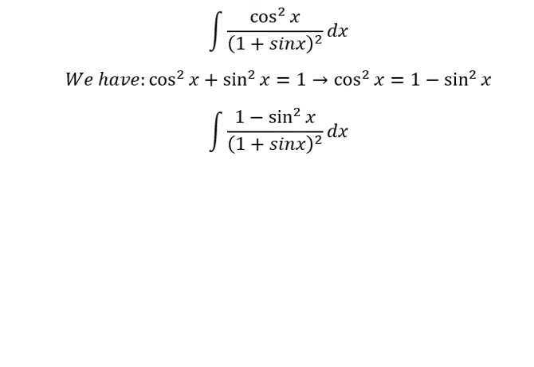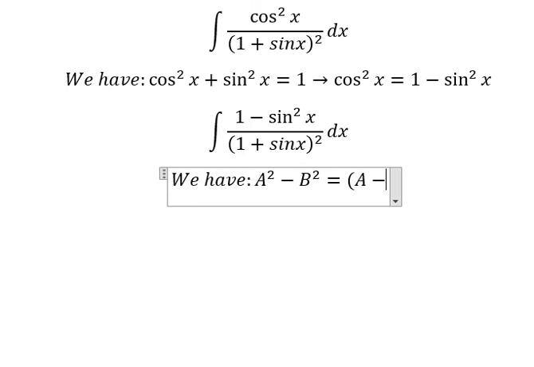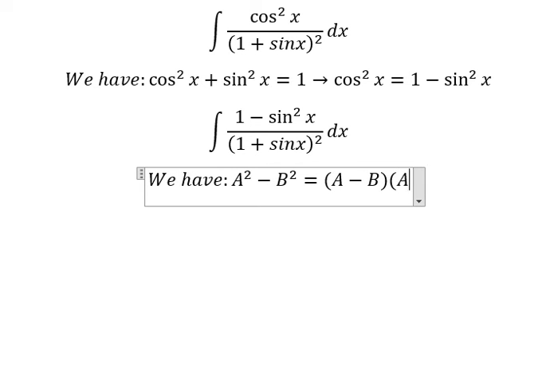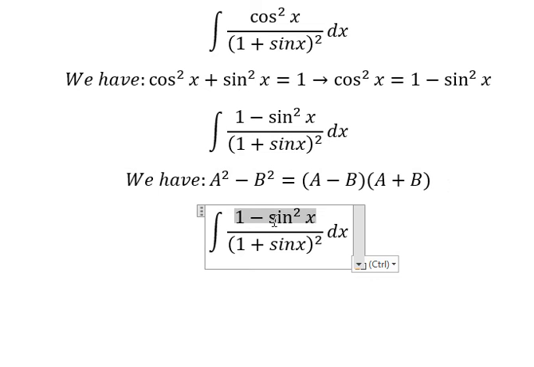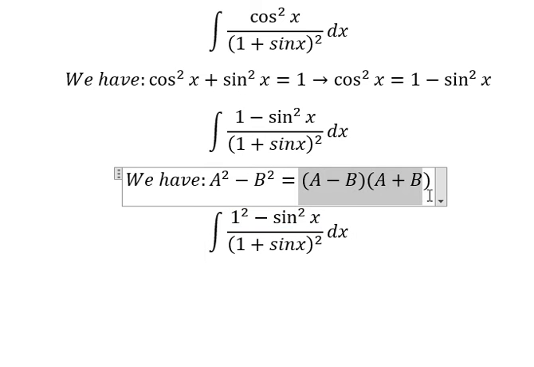Next, we have the second formula in here. That is about a squared minus b squared equals a minus b multiplied by a plus b. Now, if you look carefully, this one is 1 squared in here. 1 is capital A, and sin s is capital B. Now we need to transform this one into this one.